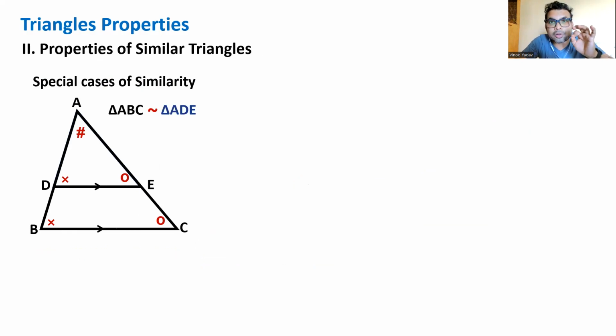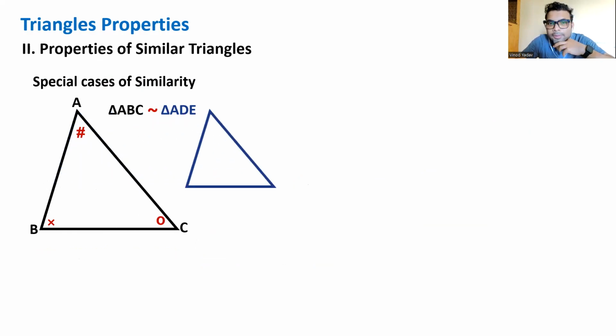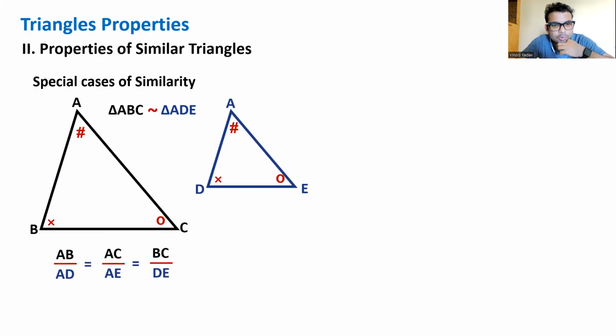Naming of the triangles is very important. You have to match angle to angle. Then you can write corresponding sides. They all will be in the same ratio.